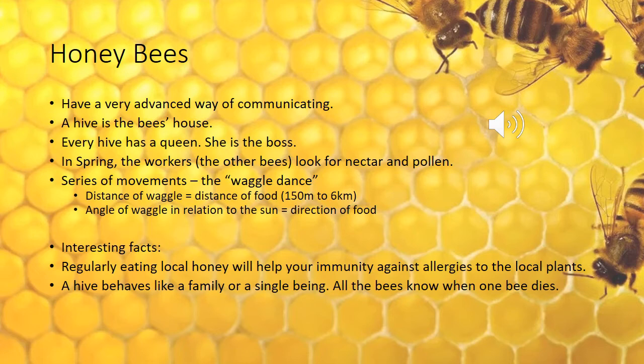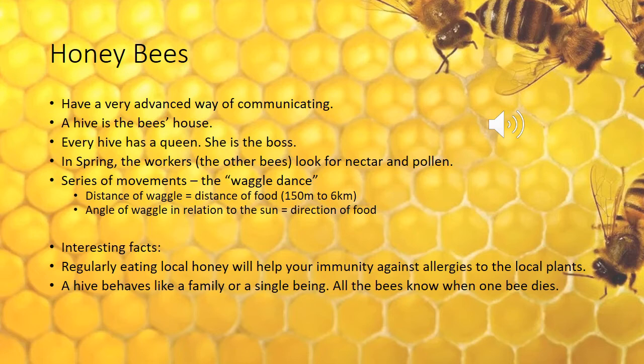In spring, the workers, all the other bees, collect nectar. This is like flower juice, and pollen, which is the yellow powder that's in the middle of the flower. They come back to the hive to tell the other bees where the food is, and they make a series of movements. This is called the waggle dance. To waggle means to shake from side to side. So the bees waggle their abdomen, which for humans is in your tummy, in your stomach, but for bees it's their tail. So they shake their tail from side to side.